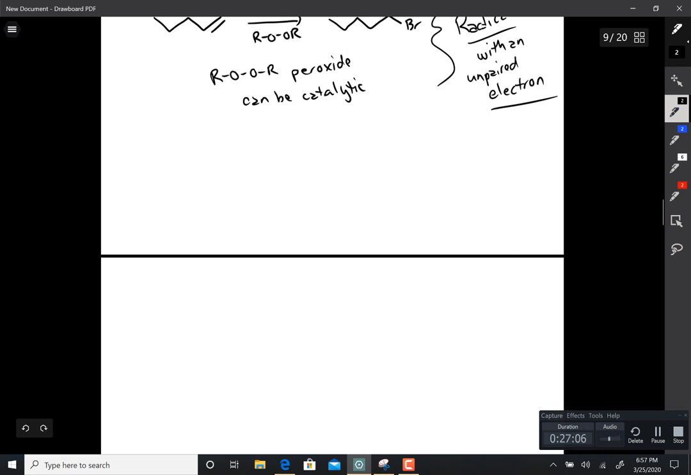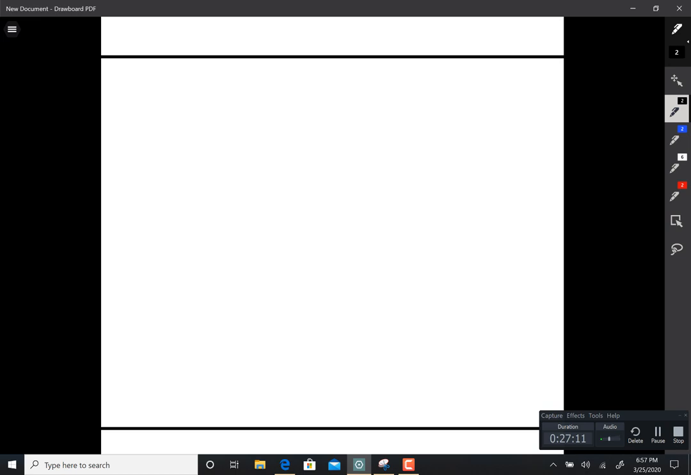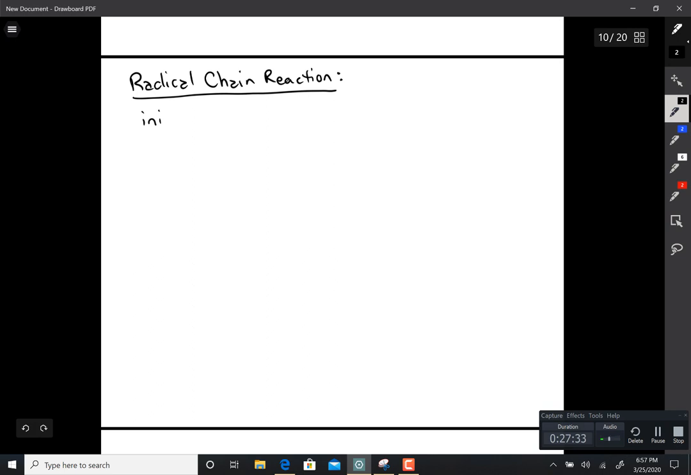The mechanism we're going to call is actually called a radical chain reaction. And radical chain reactions consist of some major steps. They consist of initiation, which doesn't happen very often. It needs to happen at least once, but after it happens, doesn't need to happen again. That's where we form the radicals.